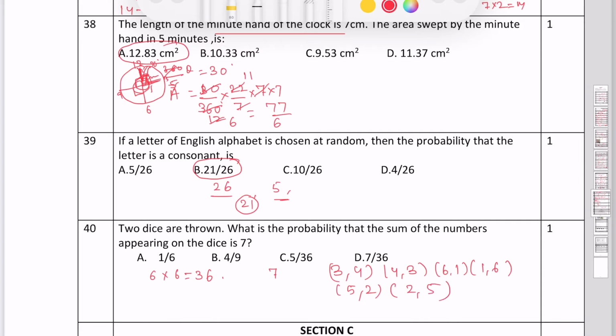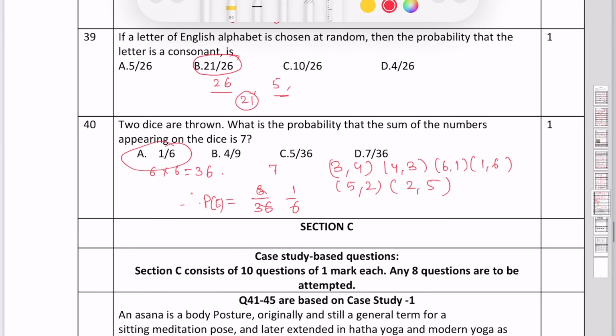So how many outcomes are there? 6. So what is the probability? That will be 6 by 36. That is 1 by 6. This option will be correct.